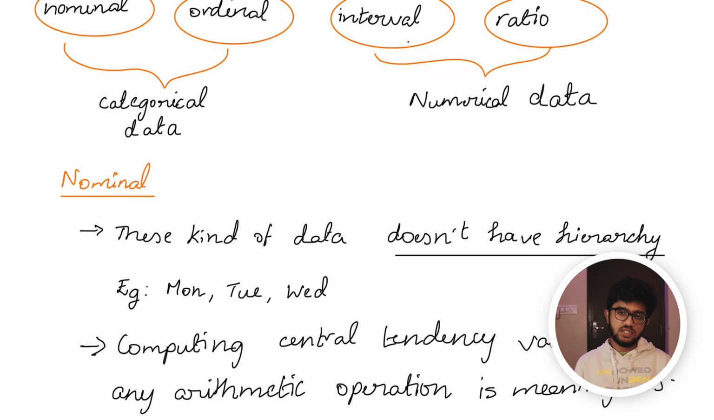So the kinds of data which don't have any hierarchy between them are known as nominal. As these nominal belong to the categorical data, they can't be compared, or performing arithmetic operations on them is totally meaningless because they simply consist of words. So here, computing central tendency values, which means mean, median, mode, or any arithmetic operation is meaningless.